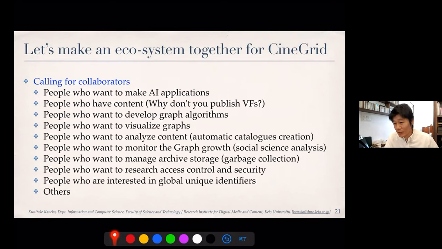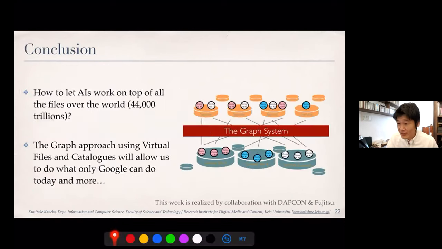So I want to call for collaborators who want to make applications, AI applications, who have the contents, who want to develop graph algorithms, who want to visualize a graph, analyze the contents, monitor the graph growth. Managing the archive storage, access control or security is very important because this is an information network. Many global unique identifiers are proposed right now for data, but which one is better? Anything else is fine, okay? So that is an ecosystem.